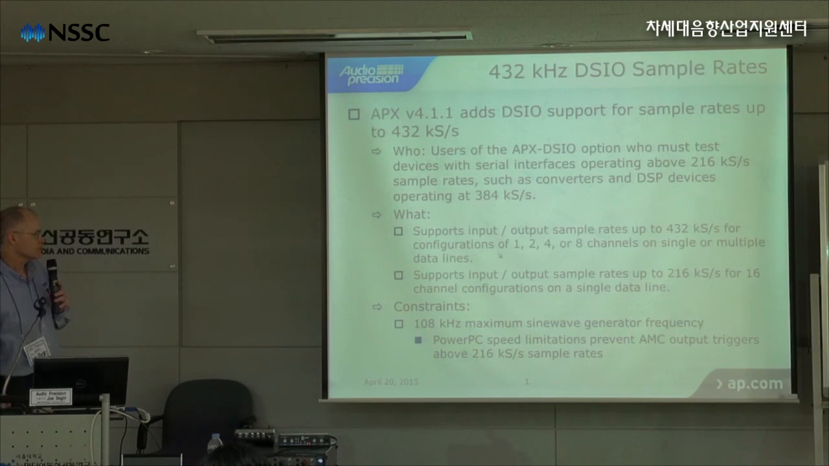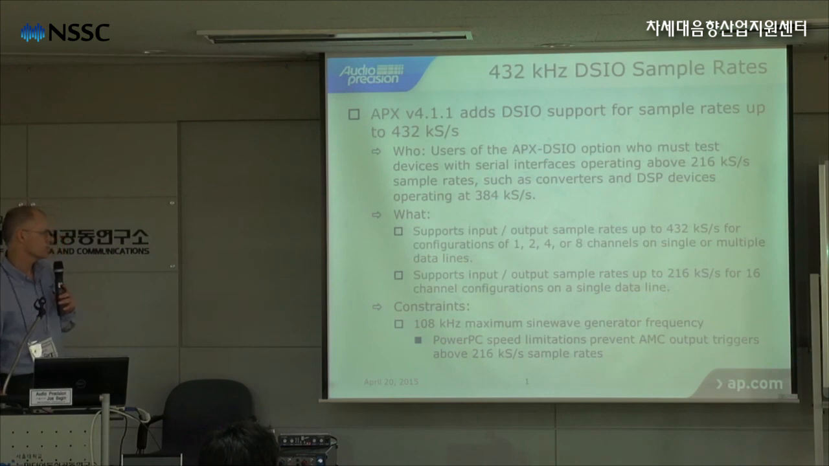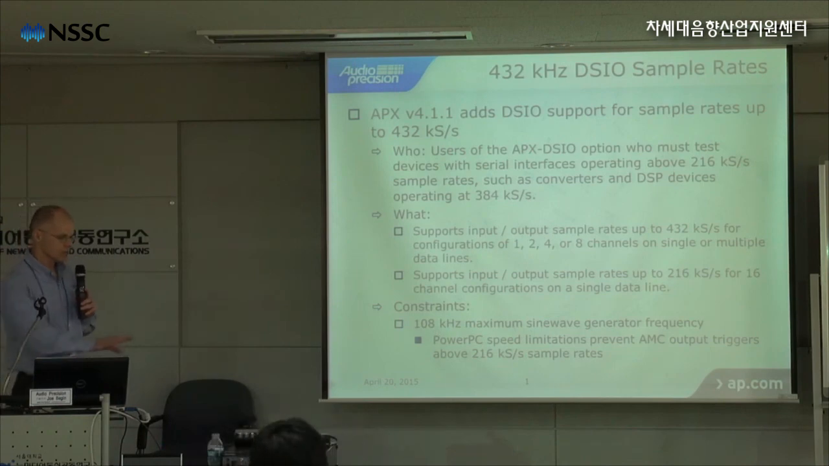So it's the same. We can do configurations of 1, 2, 4, or 8 channels on single or multiple data lines. It supports input and output sample rates up to 216 K samples per second for 16 channel configurations on a single data line. So there's a bandwidth limitation. When you get very high channel counts, you can't go as high a frequency. There is a constraint with our generator. The maximum sine wave frequency we can generate is 108 kilohertz. And that's a limitation inside the instrument.